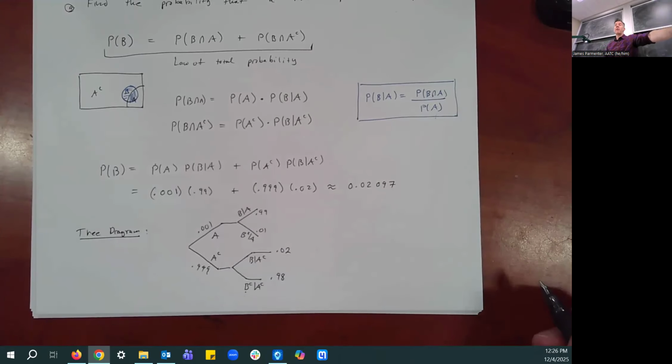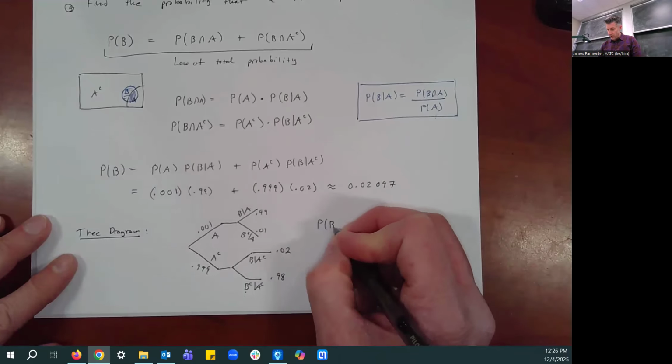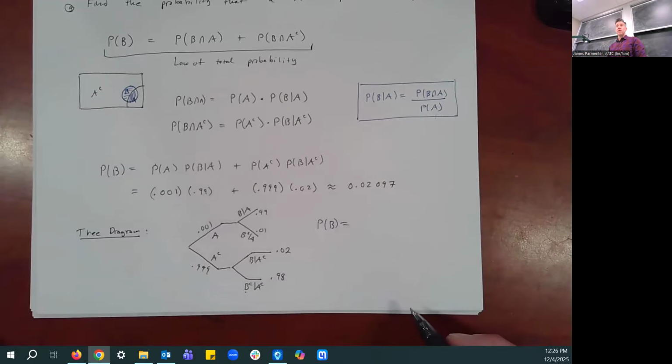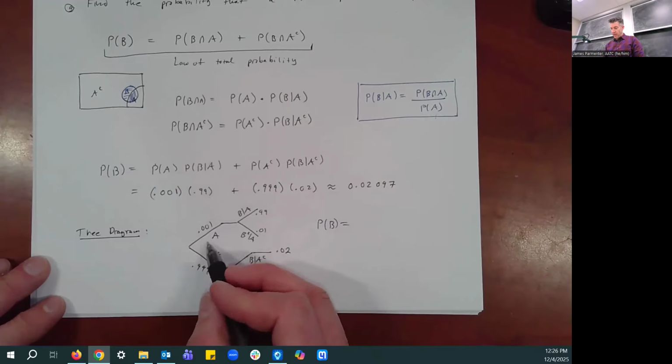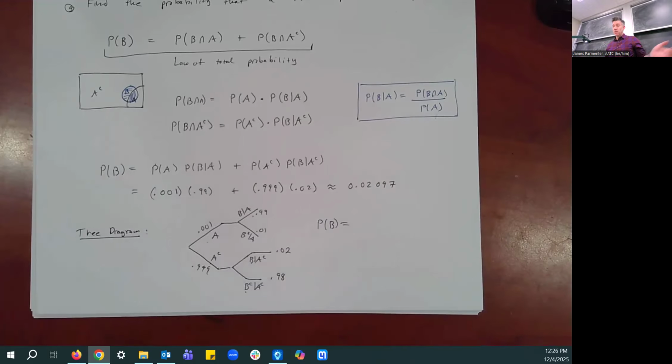And here's the part I really like about this. To find the probability we were asking for, you just have to find all of the pathways that end at the thing we're trying to get to. So if we're trying to find the probability of B, it's just going to be all the ways you get to B. So it's either A and B or not A and B. That's it.